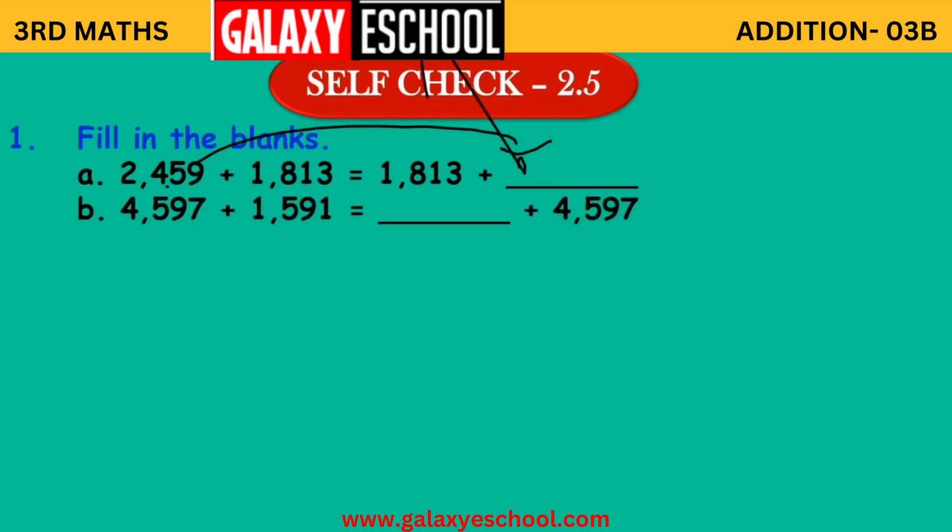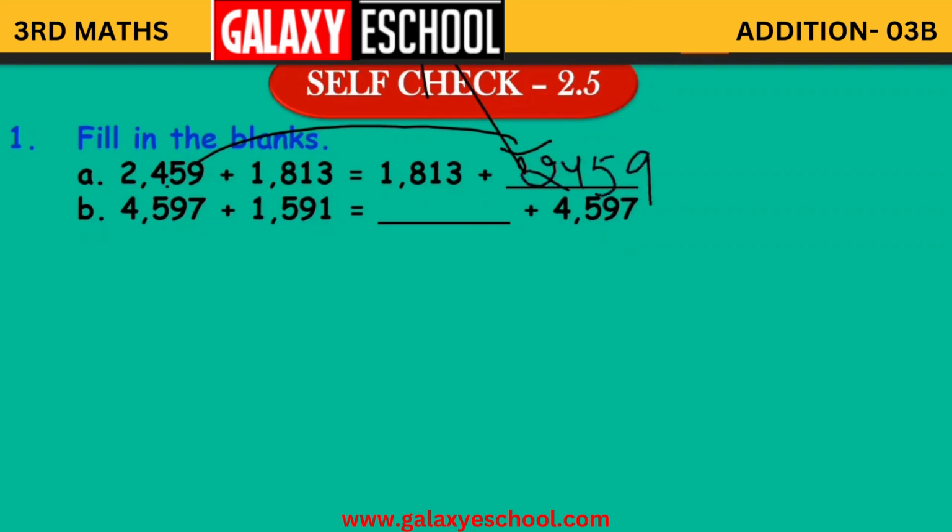Now what does commutative property say? Commutative property says that even though the order of the numbers is changed, the sum remains the same. Let us cross check. The first part was 2459 plus 1813.